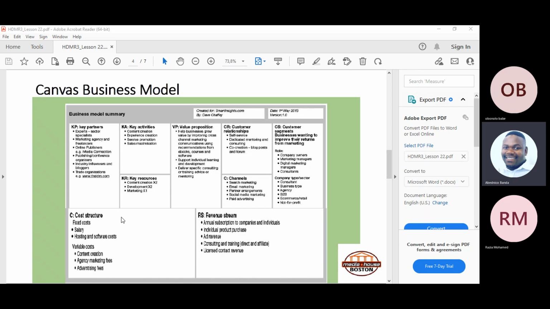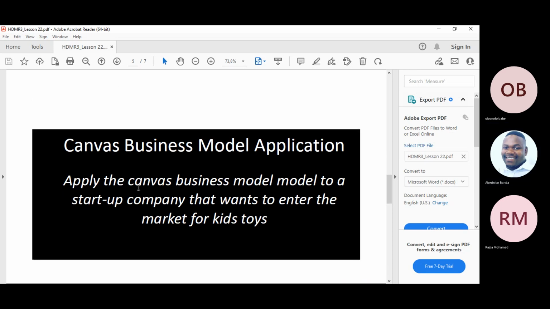All right. So here's the Canvas model, guys. I unpacked it in the previous lesson. So now let's apply it. Apply the Canvas business model to a startup company that wants to enter the market for kids' toys. Kids' toys.